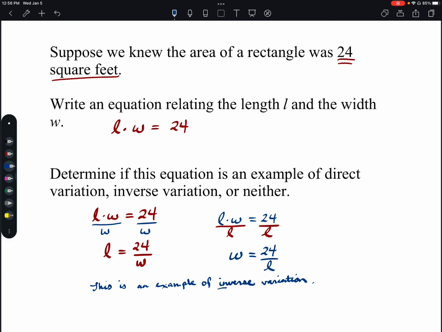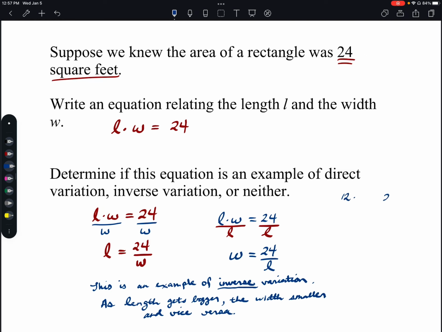We know that because we could say as the length gets bigger, the width gets smaller, and vice versa. It could happen either way. Let's just talk about that for a second, because think about it. If the product is 24, let's say my length was 12.